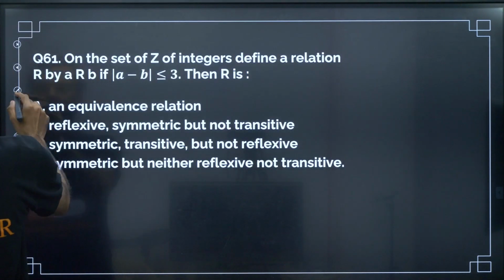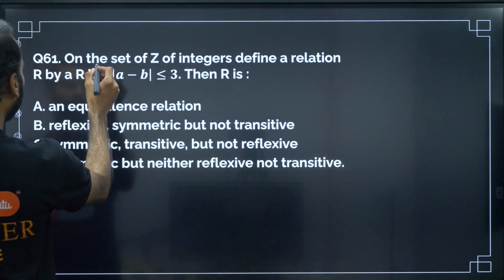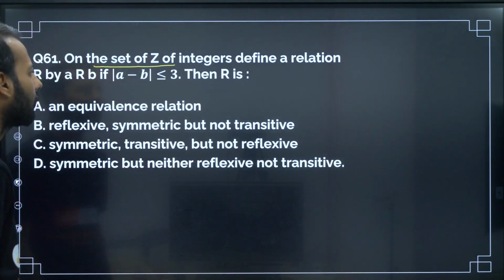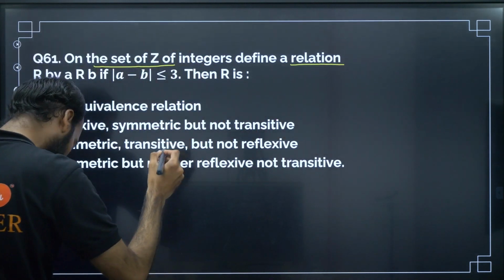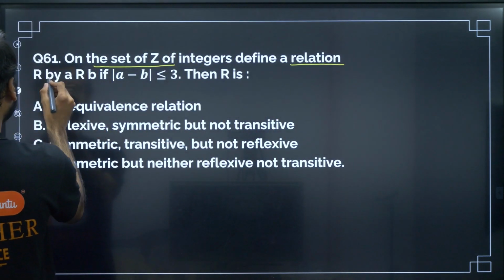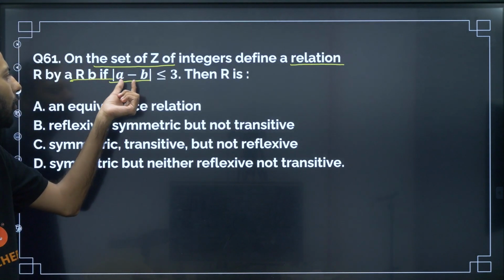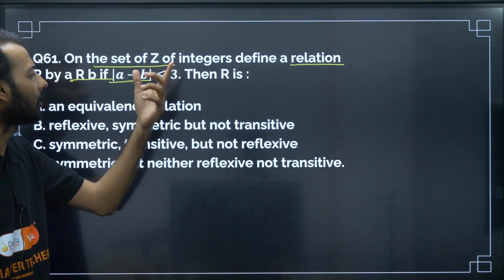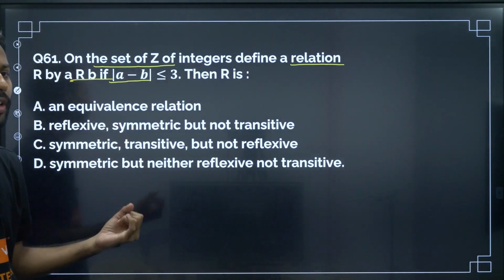On the set Z of integers, Z is integers, we are already aware. They have defined one relation. What is that relation? Define a R b if the modulus of a minus b is less than or equal to 3, then R is, so what they are asking, an equivalence relation.